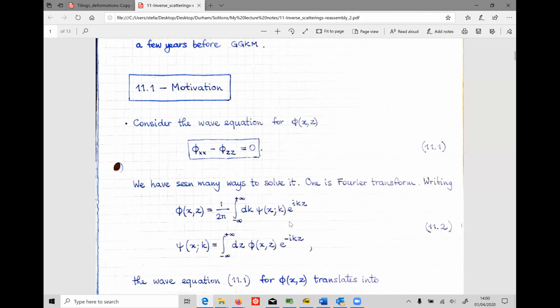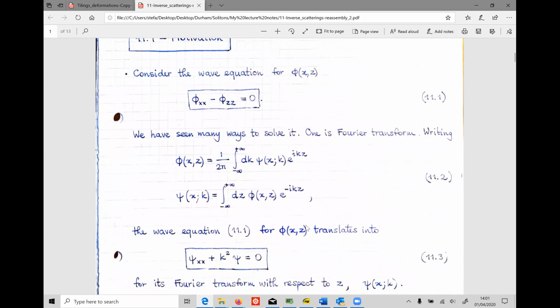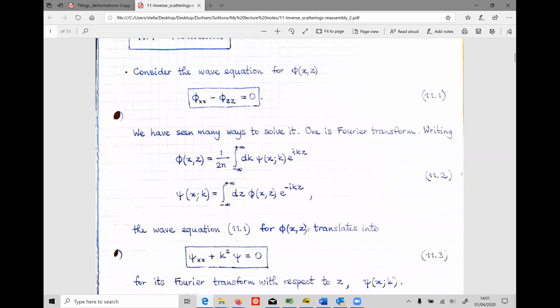Similarly, there is an inverse formula for the Fourier transform psi in terms of phi. Normally, I use tilde for the Fourier transform, but here I am using psi because when you rewrite the wave equation 11.1 in terms of its Fourier transform psi, the equation becomes 11.3, as we see here. So we've done this exercise already in the past.